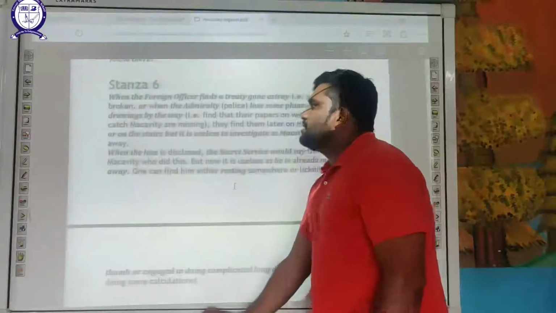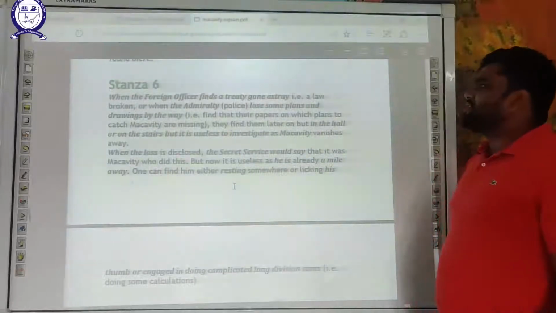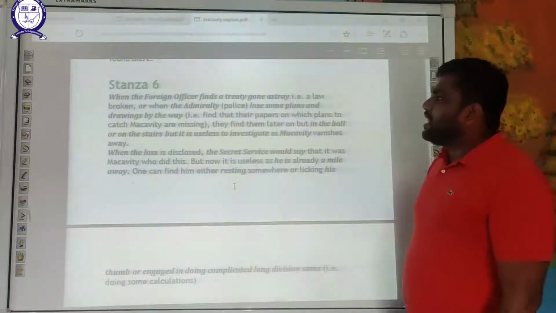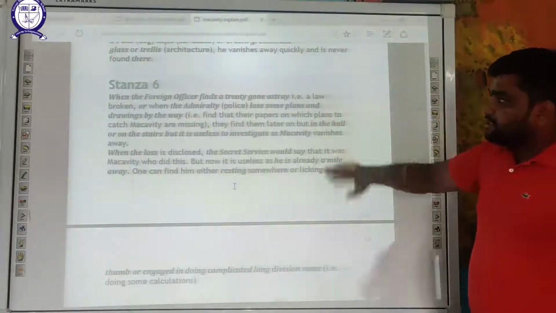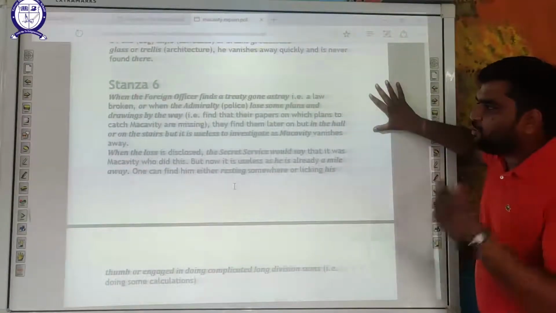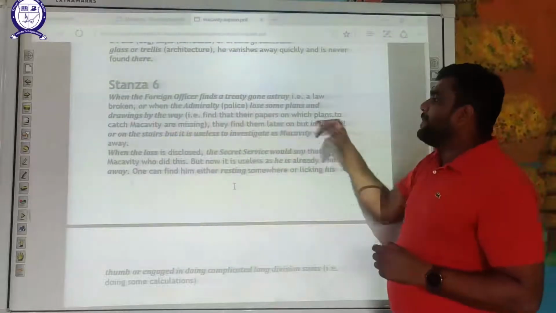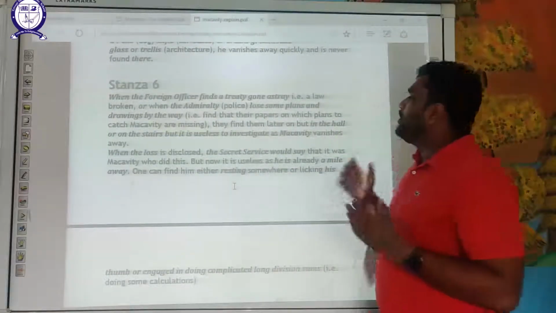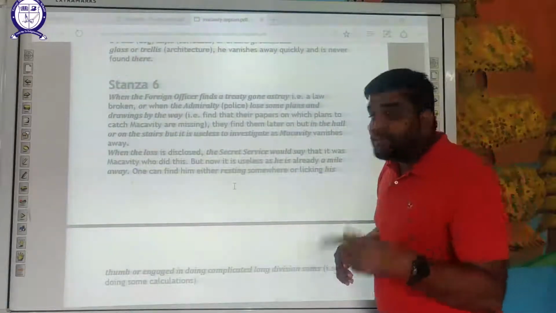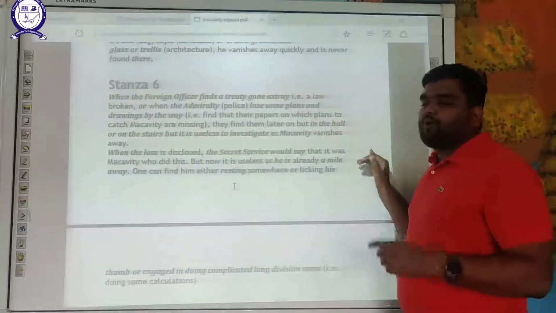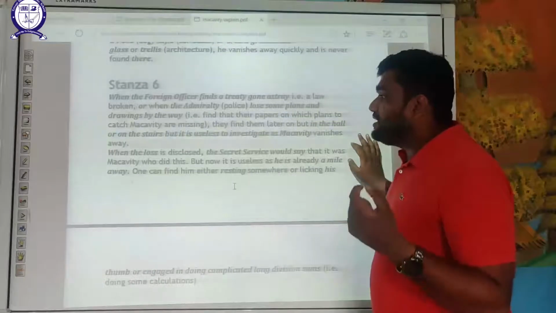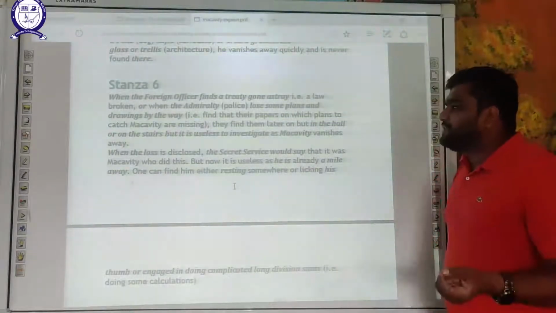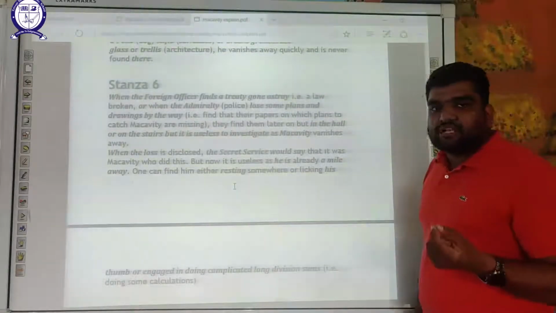In stanza number 6, when the foreign officer finds a treaty gone astray, that is a law broken, or when the admiralty, that is the police, lose some plans and drawings by the way, that is, find that their papers on which plans to catch Macavity are missing, they find them later on, but in the hall or on the stairs. But it is useless to investigate, as Macavity vanishes away.